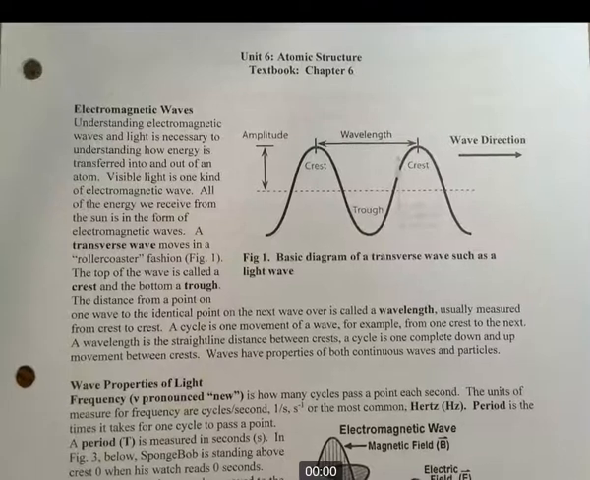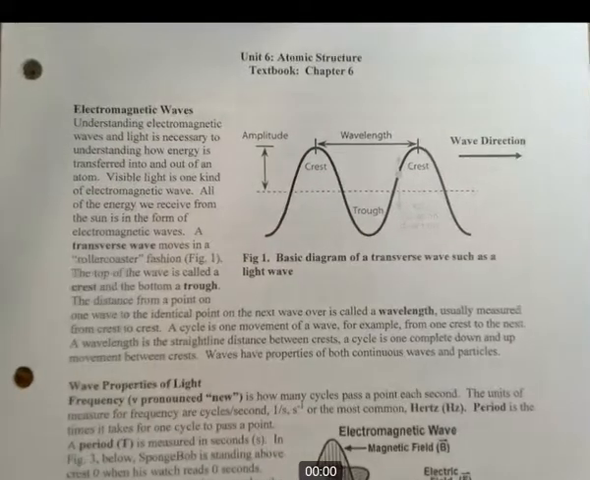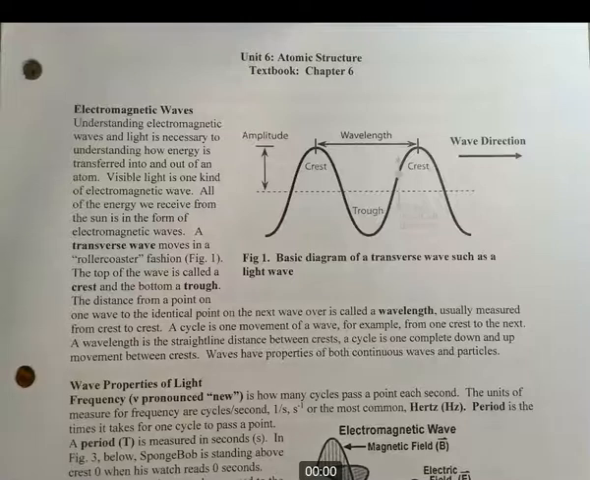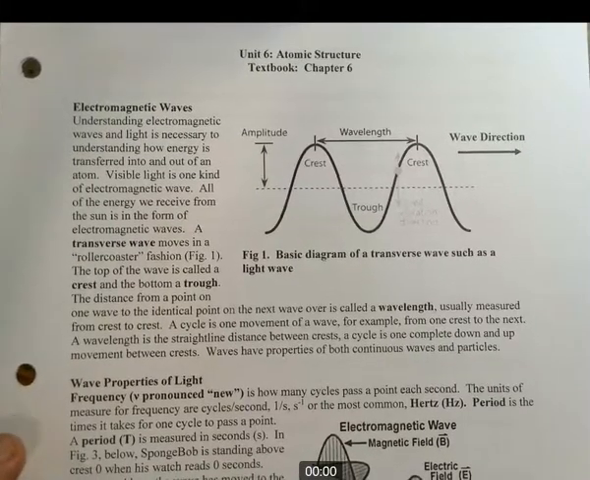So we're talking about waves, and this is a subject that almost belongs more in physics than in chemistry, but it is treated as an AP chemistry topic, and so we're going to go ahead and deal with it. So electromagnetic waves. Understanding electromagnetic waves and light is necessary to understanding how energy is transferred into and out of an atom. Now, when we just recently talked about thermochemistry, we talked about energy as being heat. And almost always when we talk about chemistry and chemical reactions, it is heat energy. That's the kind of energy we're dealing with.